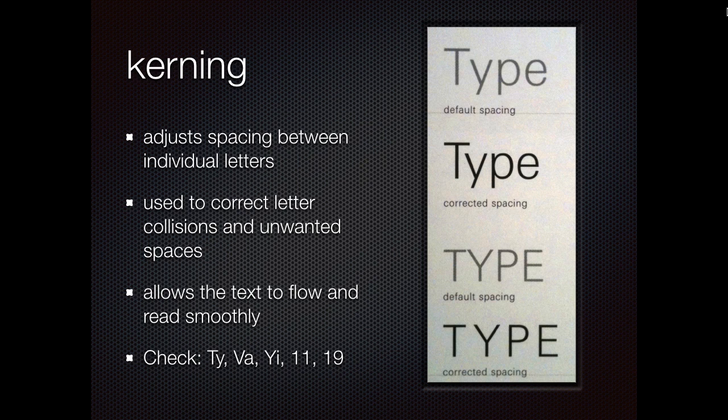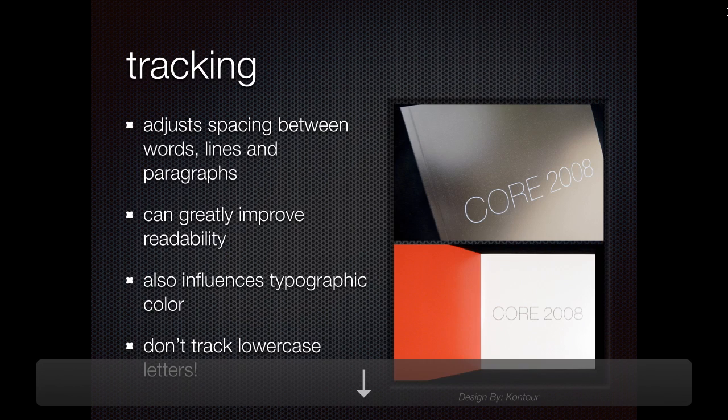So, by default, we have to make sure that we correct those kinds of things. A lot of times the fonts do it for us, the computers do it for us, but it's certainly something to be aware of. It's used to correct letter collisions, unwanted spaces, that sort of thing. And it allows the text to flow really smoothly. There are certain letters that are always going to be problematic. Capital T's, right? V's or slanting letters, A's, those kinds of things are going to have issues. And so we want to adjust the kerning on those.